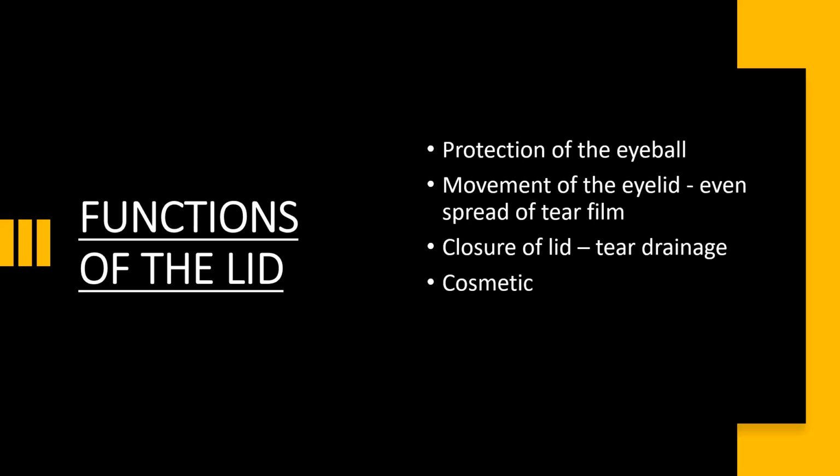Now, what are the functions of the eyelid? There is a protective function. It protects the globe. Then the movement of the eyelid, basically the blinking action of the lids, evenly spreads the tear film. That is very, very important. If the tear film is not evenly spread, it's going to cause dry eye, which is very troublesome to the patient.